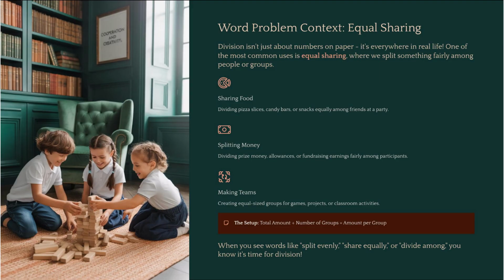Long division helps us solve real-world problems that involve equal sharing. When a problem asks, how much does each person receive, or how much is in each section, you know you need to divide. You take the total amount and divide it by the number of people or groups. The quotient tells you the exact amount per group.